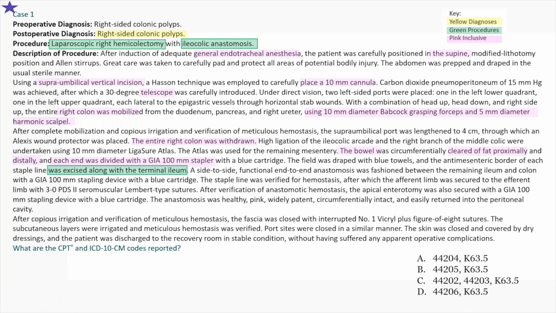And was excised along with the terminal ileum. So in the last two lines, you can see that the major portion of our procedure was performed. You can see the colon was removed, and it was removed along with the terminal ileum. And in the next line, you can see a functional end-to-end anastomosis is also achieved between the remaining ileum and the colon. And finally, the apical enterectomy was also secured. So the correct answer for this scenario is option B.